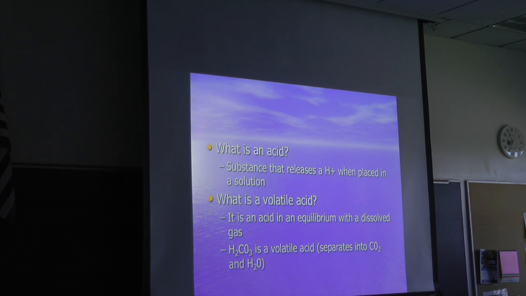Well, a volatile acid is an acid that's in equilibrium with a dissolved gas. So a volatile acid will break apart and form a gas. Carbonic acid is a volatile acid. It separates into carbon dioxide and water. So because carbon dioxide is a gas, we can say that carbonic acid is a volatile acid. So anytime an acid can separate and form a gas, it's a volatile acid.